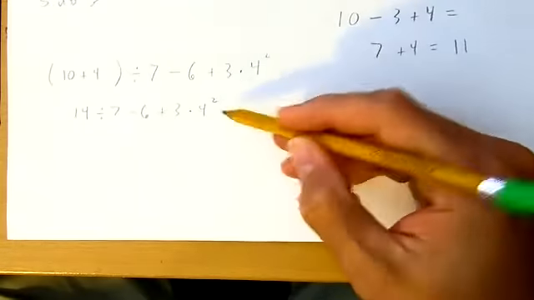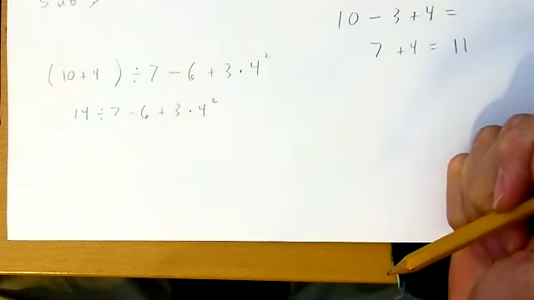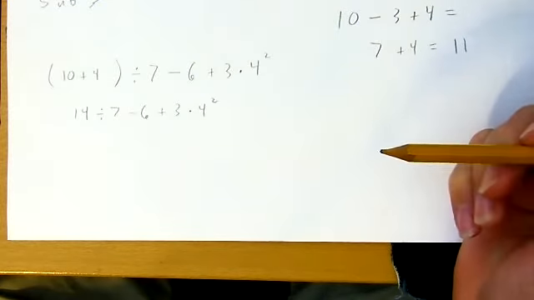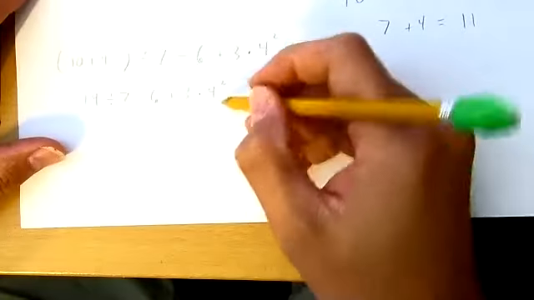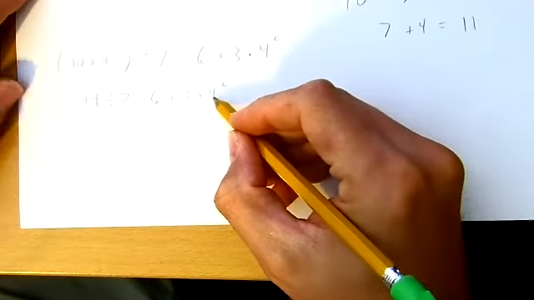Now, if you would have went ahead and done the exponent here, it wouldn't have changed your answer. But you never know that, so it's better to just do it in order. So the next on the list is exponents and roots.